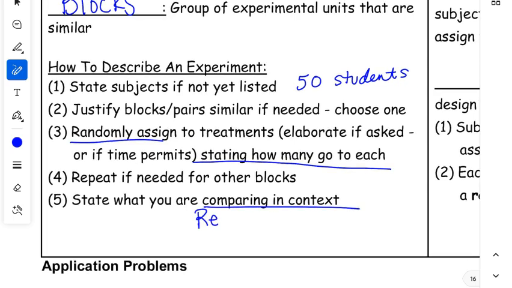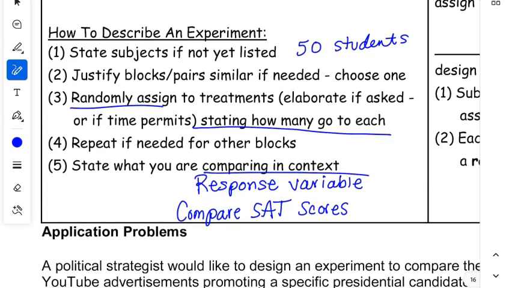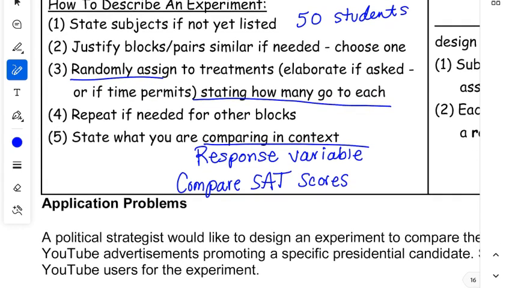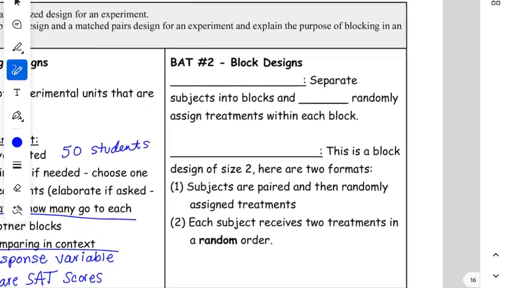4, repeat if you need other blocks. And then 5, state what you're comparing in context. So you do need to write, comparing in context, your response variable. So an example would be compare SAT scores. Don't just say compare results. You have to say what you're comparing. Remember, you got to be specific. Whoever's reading your test doesn't know, is supposed to act like they don't know anything.